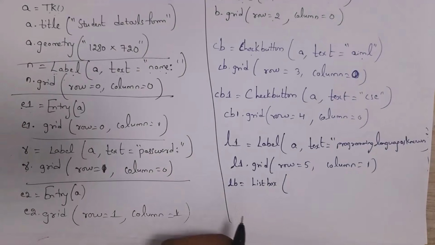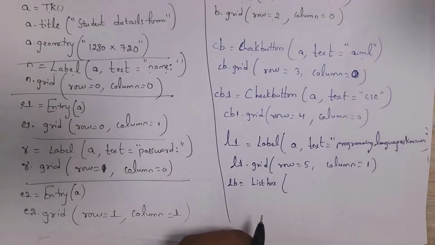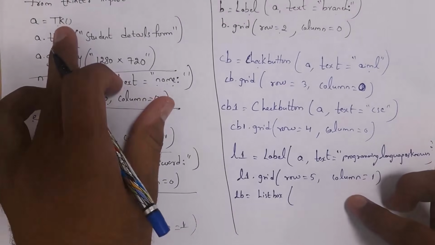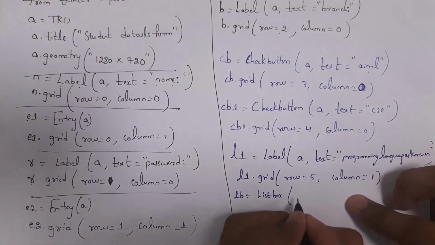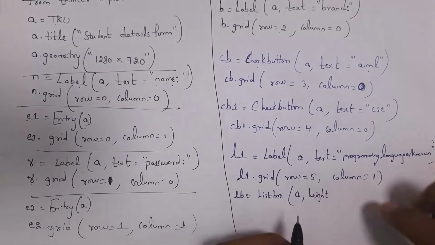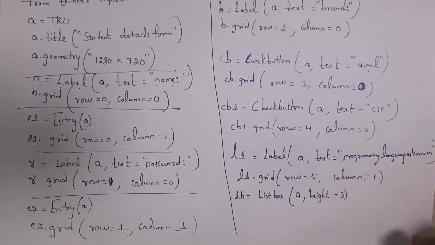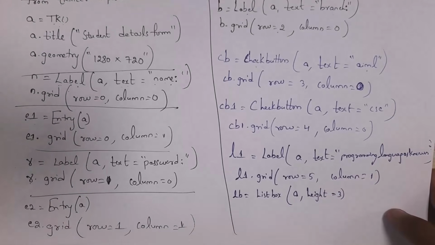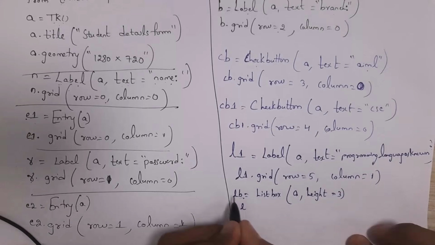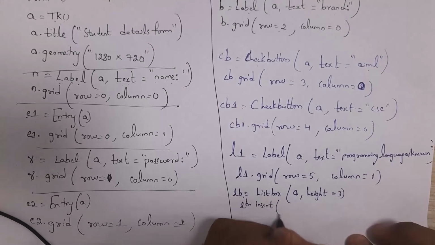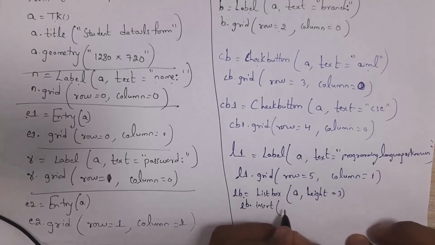So just write here LB equal to Listbox(A, height=3). I want to insert this list box in the window. My window is present in variable A, so write A comma, and height equal to 3. That is nothing but we can insert 3 words. I want to insert Java, Python and C++. My list box is present in variable LB, so just write LB.insert, and I want to insert Java first.